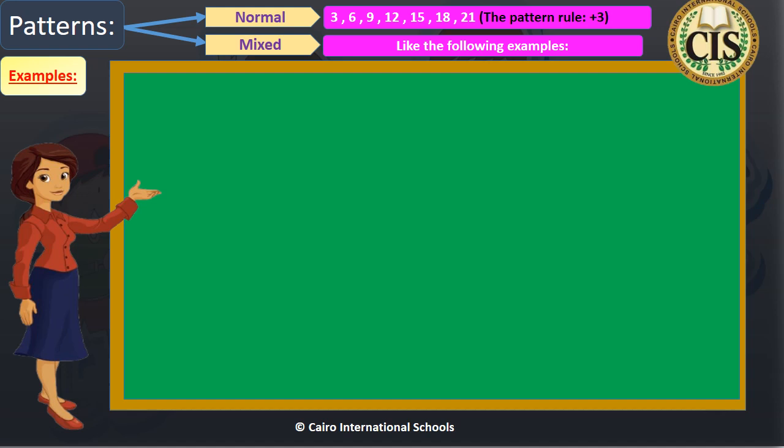Look carefully. This is an increasing pattern, so we must write plus in the pattern rule. Plus what? Subtract the first two numbers. 6 minus 3 equals 3, so we are adding 3. To make sure, subtract the next two numbers. 9 minus 6 equals 3 also. Yeah, so each time we are adding 3. 3 plus 3 equals 6. 6 plus 3 equals 9. 9 plus 3 equals 12. 12 plus 3 equals 15, and so on.